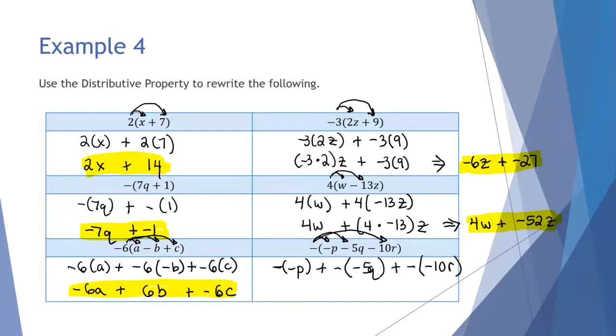So now I have a negative times a negative. Those cancel. Negative times a negative is a positive. So those disappear. Those cancel out, and I'm just left with p. They basically did the opposite of a negative, which is a positive. They just disappear.